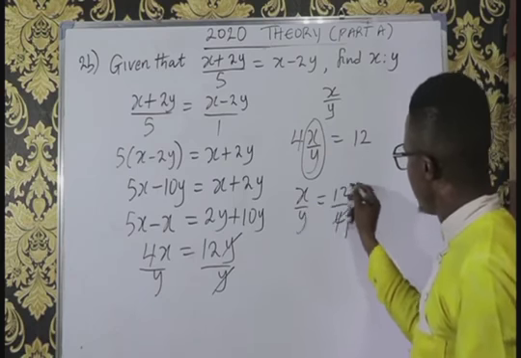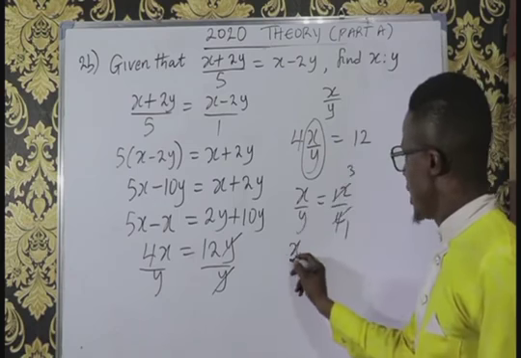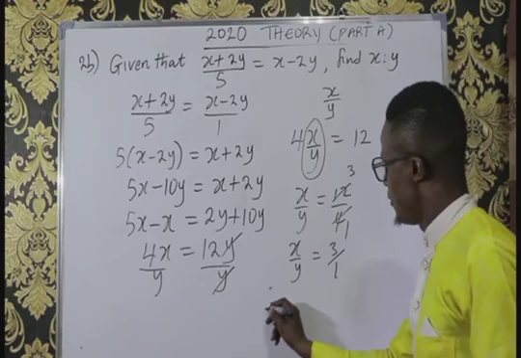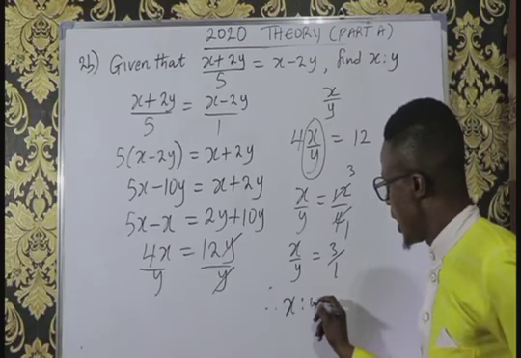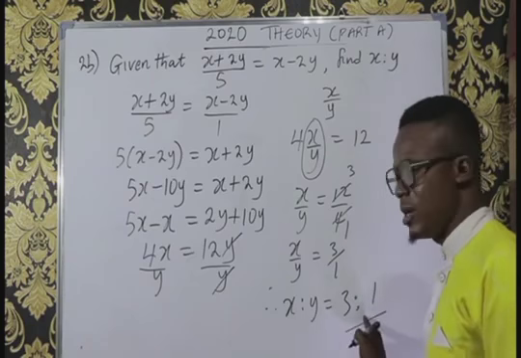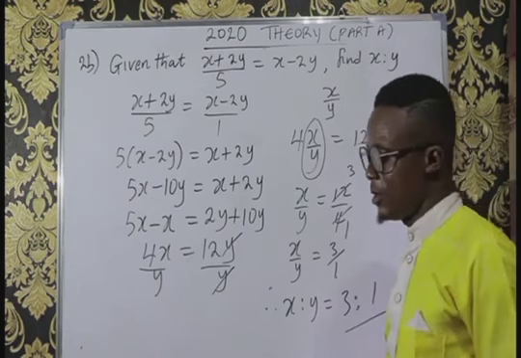4 here is 1, 4 here is 3. So x over y is equal to 3 over 1. Therefore, x is to y will now be 3 is to 1. That is the answer, 3 is to 1. So let's take another question.